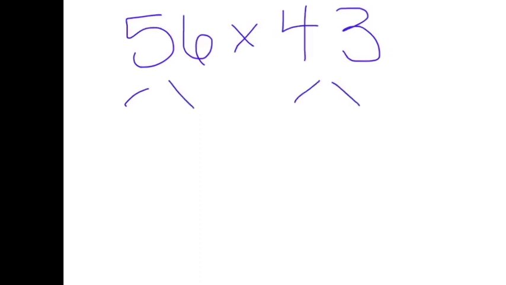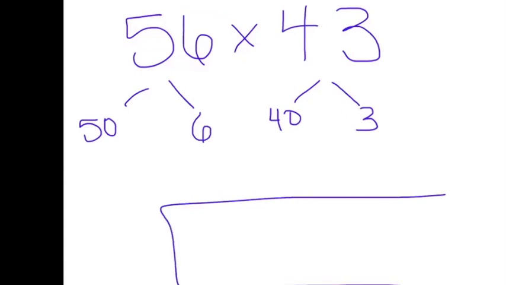Okay. So, Leia, how'd you break apart 56 to make these easier numbers for us? For 56, in the tens place, there's a 5, which means it's 50. Nice. And then in the ones place, there's a 6, so you just put down the 6. Nice. Okay, what about 43? In the tens place, there's a 4, which is 40. Good job. And in the ones place, there's a 3, so you put 3. Good job. Okay, now I'm going to set up my rectangle.